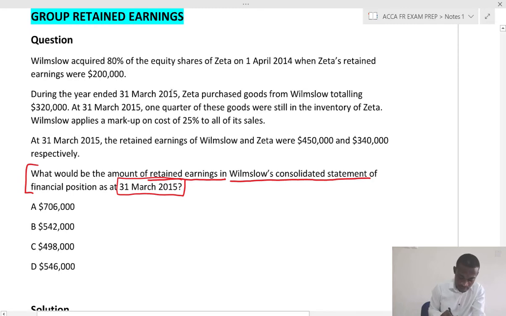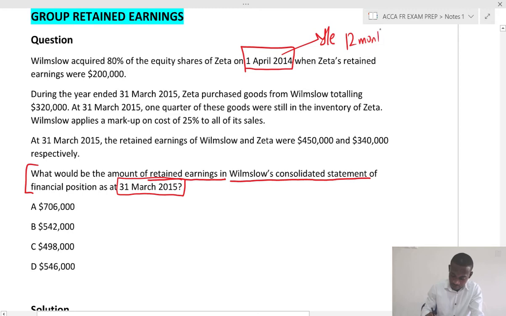Winslow acquired 80% of the equity shares of Zeta on 1st April 2014, reconciled to the year end 31st March 2015. That's 12 months, so it's a full year, when Zeta's retained earnings were 200, so the retained earnings at acquisition. Now, during the year ended 31st March, Zeta purchased goods from Winslow. So Winslow is the parent, totaling 320,000. At 31st March, 1/4 of these goods were still in the inventory of Zeta. Winslow applies a markup on cost of 25%.